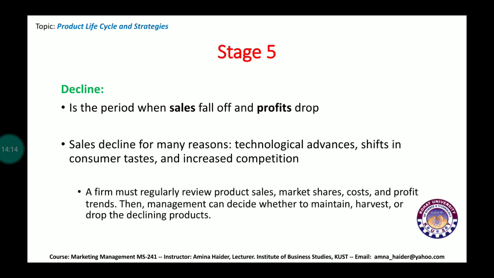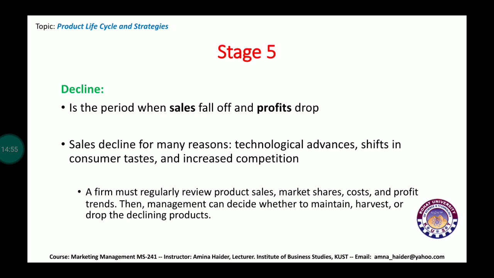A firm must regularly review product sales, market share, cost, and profit trend. Then the management can decide whether to maintain, harvest, or drop the declining product. Unfortunately, if your product doesn't become the preferred brand in a marketplace, you will typically experience a decline. Sales will decrease during the increased competition, and it is at times hard to overcome.